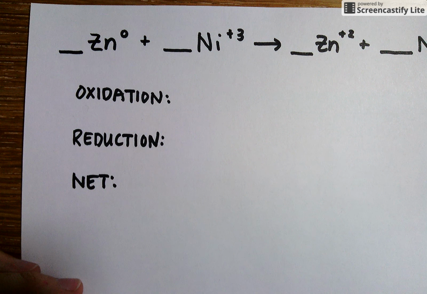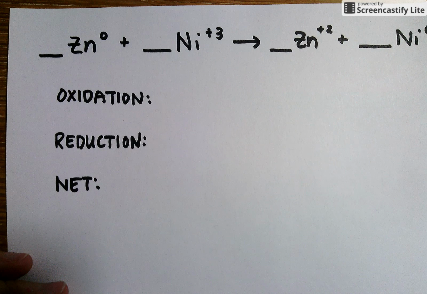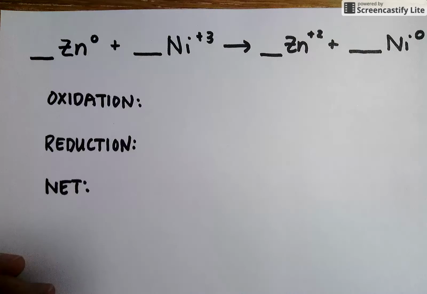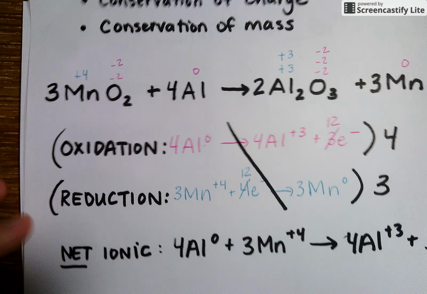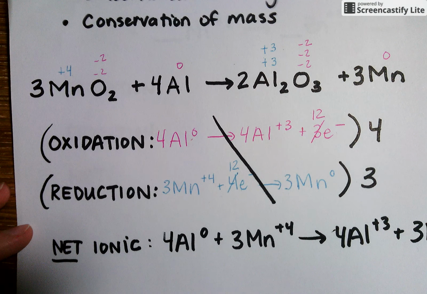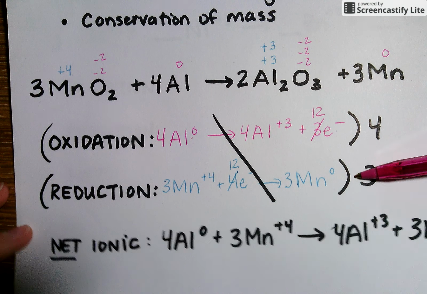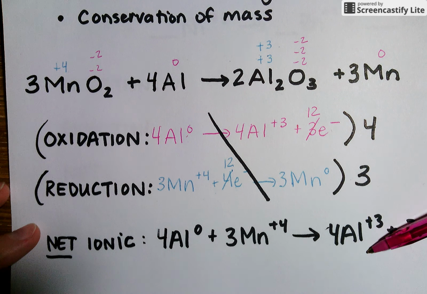Hi guys, this video is sort of a continuation of the last one that got posted, looking at balancing ionic equations. What we went through and did last time was take a single replacement reaction and break it down into its component pieces, its oxidation half and its reduction half, and then combine them into one big happy equation showing how species got oxidized and how they got reduced.